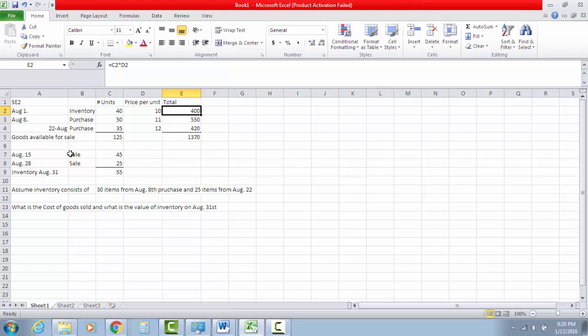So we have total goods available for sale in the month of August of 125 units with the cost of $13.70. So also during this month we have two sales. On August 15th we sell 45 units and August 28th we sell 25 units. And the ending inventory at August 31st is 55 units. So the reason this is key is because it tells us what our number needs to equal. So we know at the end of the day when we're calculating the inventory value, we have to have 55 units.